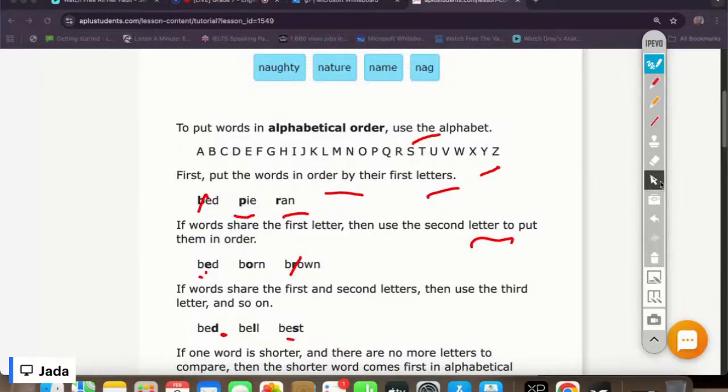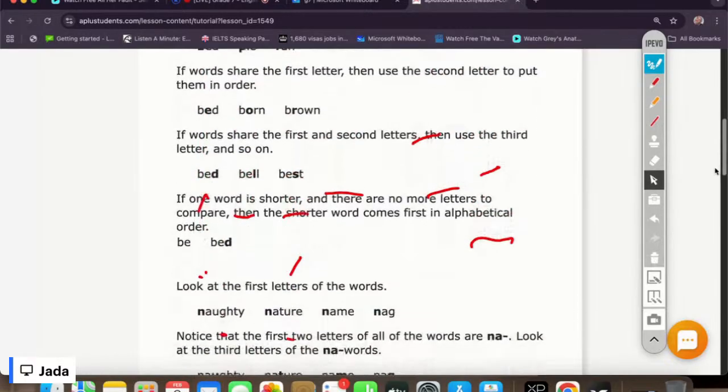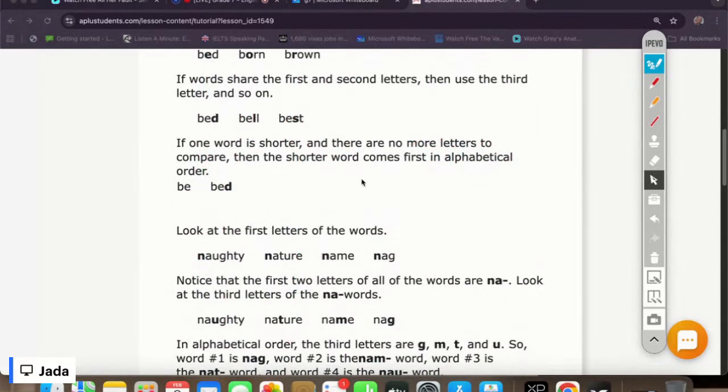Okay, and then if one word is shorter and there are no more letters to compare, then you have to use the shorter one first in alphabetical order. So let's say it is shorter and there's no other word to compare. You have to put the shorter one first.